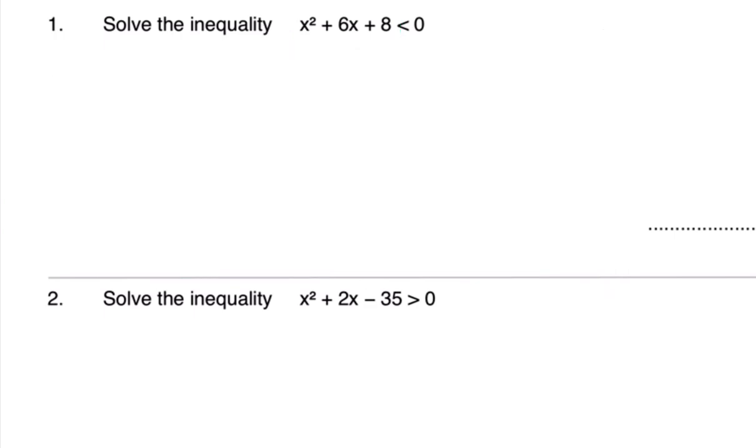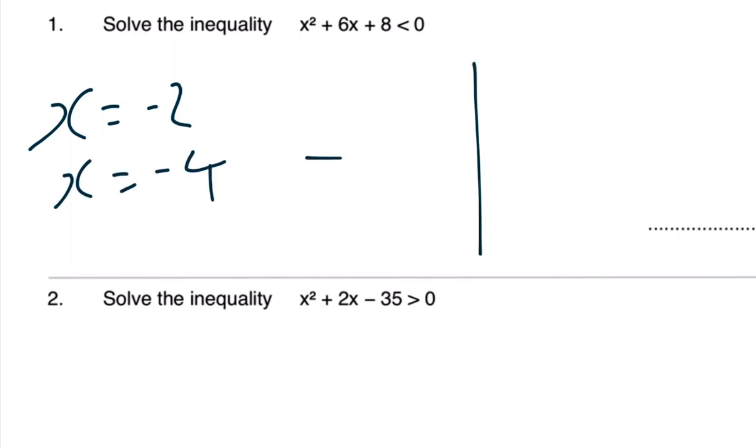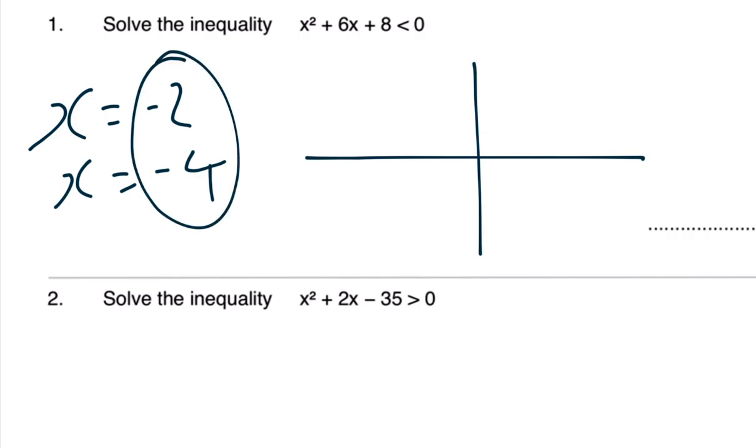Okay, so I've got x equals minus 2 and x equals minus 4. So if you think about the graph, here's the graph. Here are the two solutions. One is at minus 2, there's minus 2, and the other one is at minus 4, there's minus 4. And your quadratic graph kind of looks like this. Okay, on here. So because it looks like that, what we now need to do is this, okay?